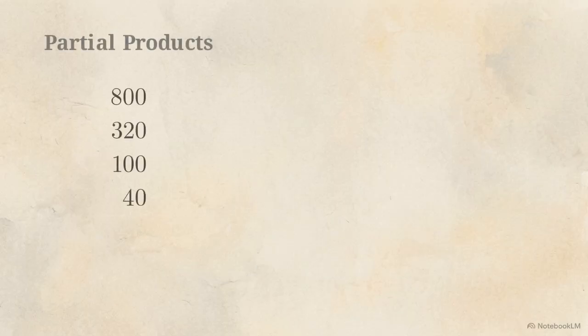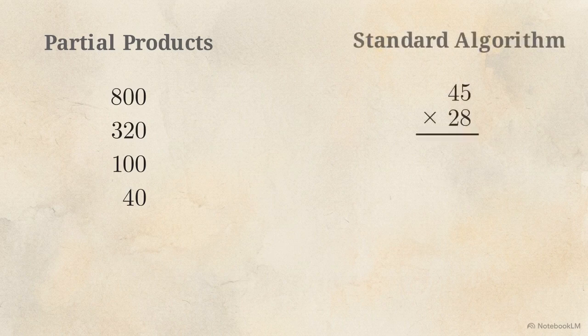We can list these four results vertically to see how they interact with our original method. Let's place the standard algorithm side by side with our list of partial products. Look at the values in the first line. The 320 and the 40 from our grid combine to make 360. It is identical to the first row of the standard algorithm.